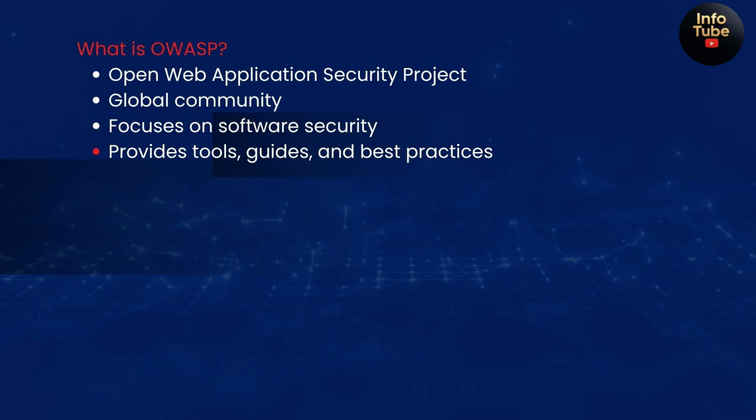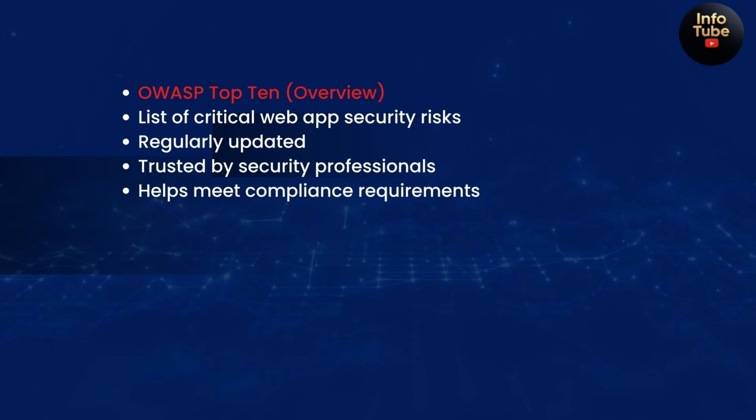Let's briefly review some common items from the OWASP Top 10. First is broken access control. This happens when users can access data or systems they should not be able to. For example, a regular user accessing another user's account information. Next is cryptographic failures. This involves poor encryption practices that can lead to data theft. For instance, storing passwords in plain text instead of using secure hashing.